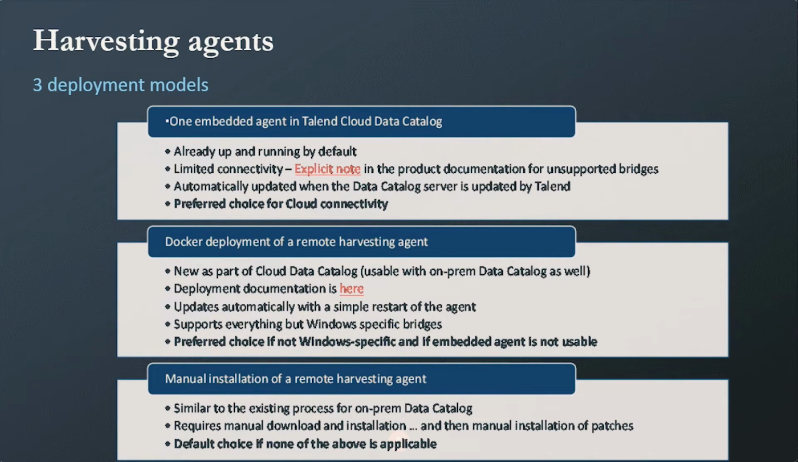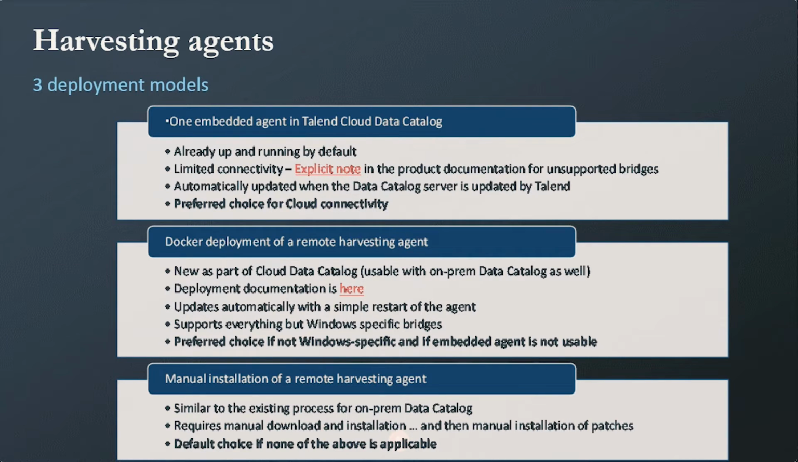Harvesting agents, we talked about that a little bit earlier. This is where the nuances between the Cloud Data Catalog and the on-prem start to show. So we have 3 different deployment models. The first one is, as I mentioned before, that embedded agent that's already in the Talend Cloud Data Catalog. It's already set up and running as default, so you don't have to do anything with it. It comes as part of the package.